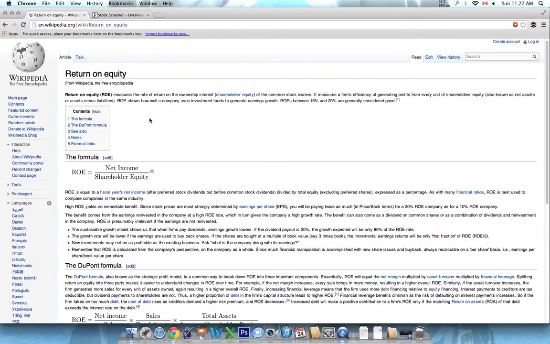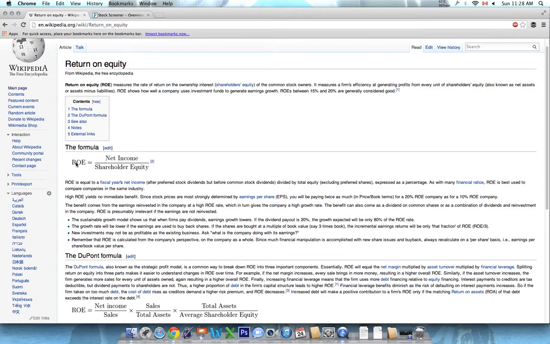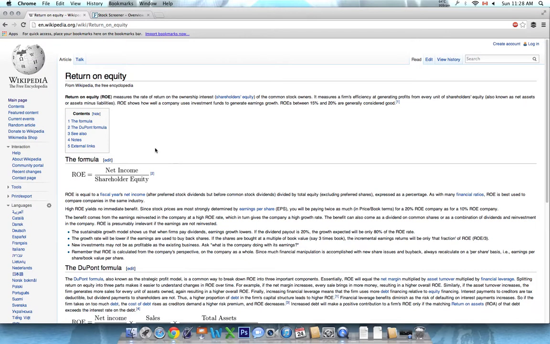Return on equity is a great metric to watch for in companies. The basic idea is that ROE measures a firm's efficiency at generating profits from every unit of shareholders' equity. ROE shows how well a company uses investment funds to generate earnings growth. The formula here is net income divided by shareholder equity, and that's easy to find by looking at any company's financial statements.